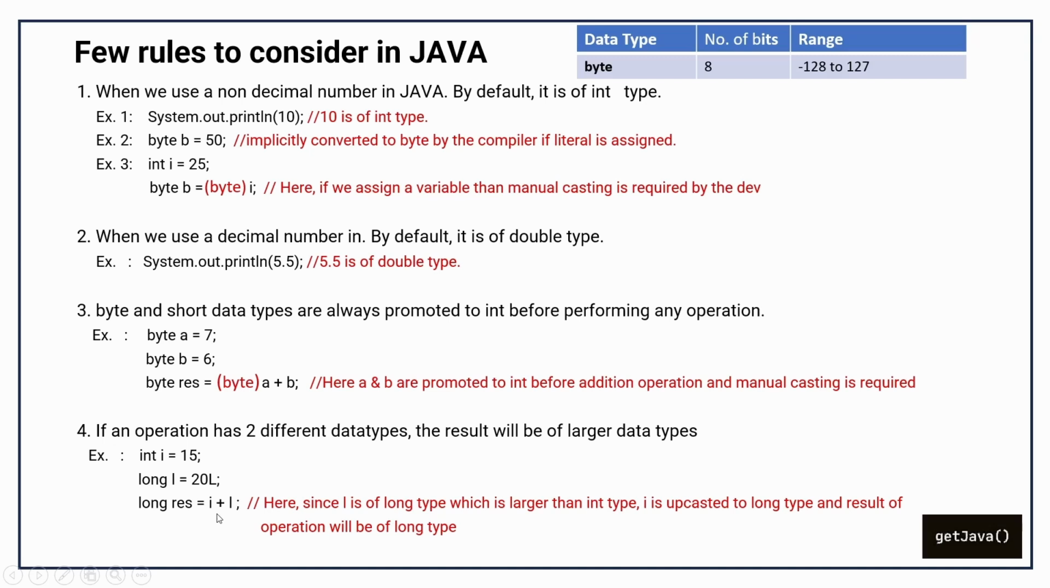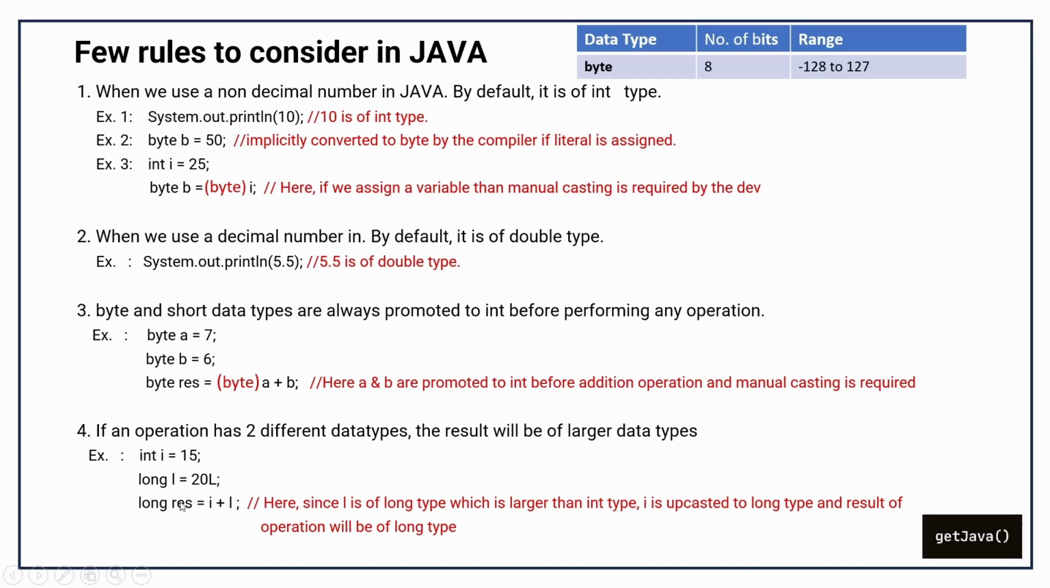So the bigger data type here is long. So the int data type will be converted to long before performing the addition operation. Since L is of long type, which is larger than int type, I is upcasted to long type and the result of the operation will be of long type. So int will be upcasted to long first, then the addition will happen, and then the value will be stored inside this long type result variable.